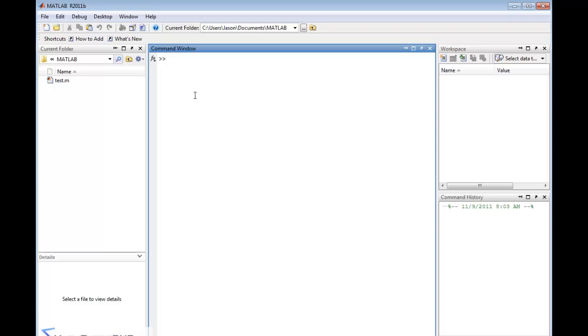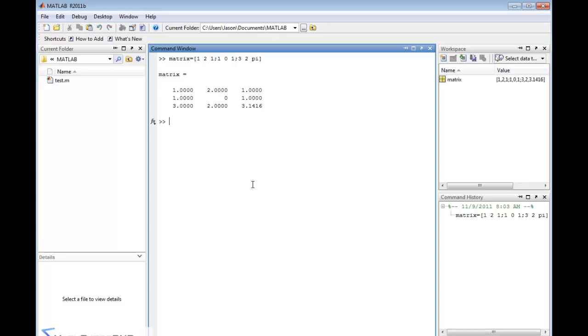So let's go ahead and create a matrix. We'll just name it, cleverly, matrix. It'll be something like 1, 2, 1; 1, 0, 1; 3, 2, and for the last one we'll put pi or something like that. Just put something different in there. So here's my matrix. You can see what it looks like.